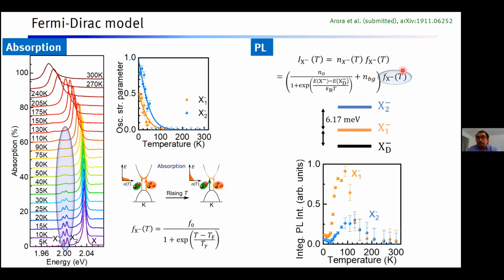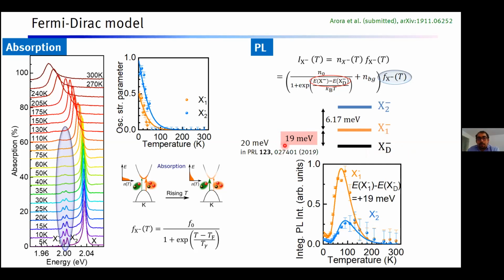And now we have known these oscillator strengths. We also know the separation between the two bright trions from experiment. So we have this one unknown parameter, which can be obtained after fitting the spectra. We find that the spectra fit very well with our model with only this unknown parameter. And we find that the separation between bright and dark trions is 19 MeV in this material. So the dark trion is actually 19 MeV below the bright trion.